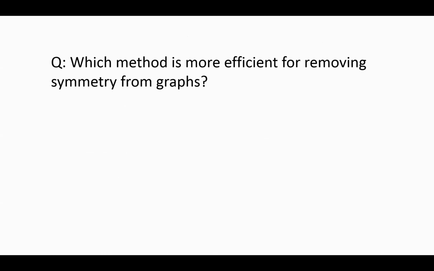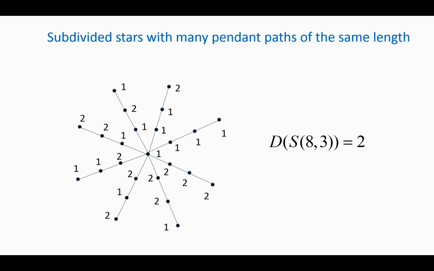So here's the question. Which method is more efficient for removing symmetry from graphs? Well, as you can imagine, it depends. If I look at this same graph we had earlier, we saw that we can use two different types of labels and the resulting labeling is asymmetric. Now, we can actually extend that. If I extend the number of pendant paths from 4 to 8, it allows me to go longer.